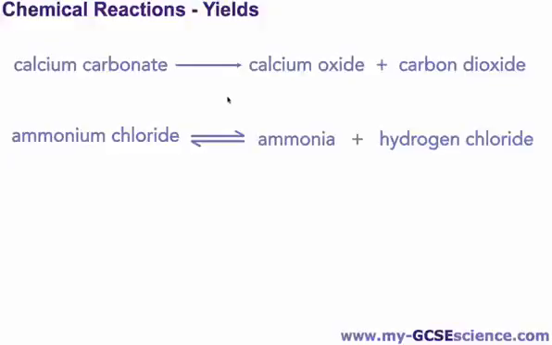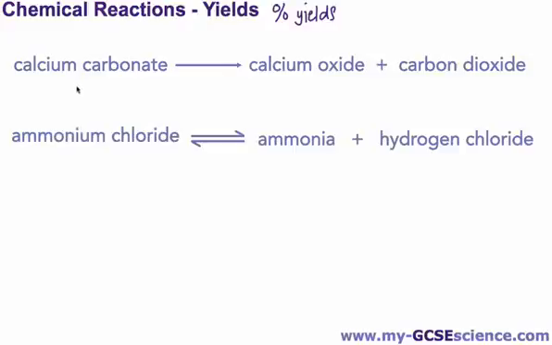Hello and welcome. In this video we are going to talk about chemical reactions, but we are going to look at yields. Now, yields basically just means how much of a product you obtain when you carry out a chemical reaction, and often we talk in what we call percentage yields, but I'll explain that a bit more in a moment.